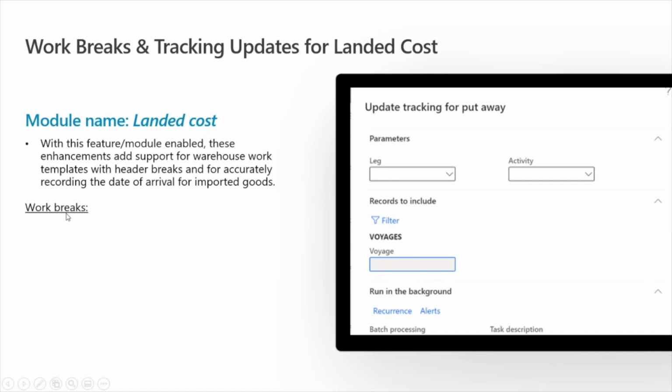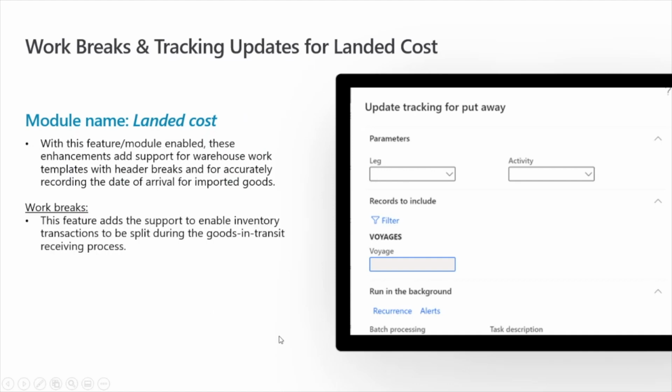So some details here about each. For the work breaks, that's just adding the ability to split the transactions for the goods in transit order receiving process. If you're familiar with working with warehouse management and the setup of work templates, you're probably familiar with those work header breaks already. So this is just adding that same functionality to your goods in transit orders for landed cost.